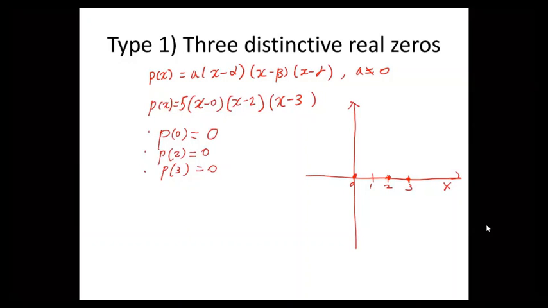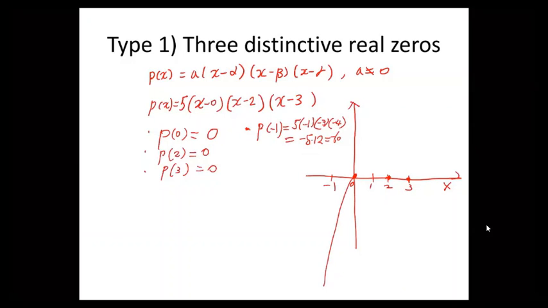Okay, but I still don't know what's going on between them. So can I plug in -1 to see if it's going up or down? What's going on when you have -1 instead of x? -1 minus 0 is just -1. -1 minus 2 is -3. -1 minus 3 is -4. So what do you have? Negative times negative times negative is negative. And then 5 times 12, it's -60. So you go all the way down, very far below.